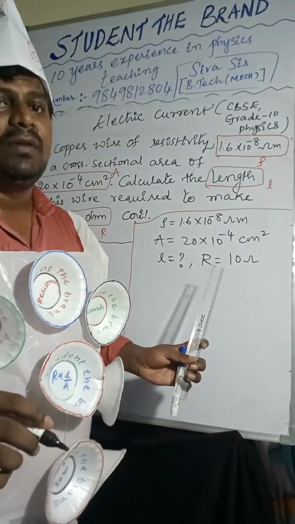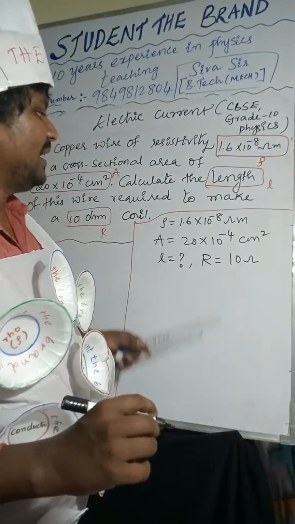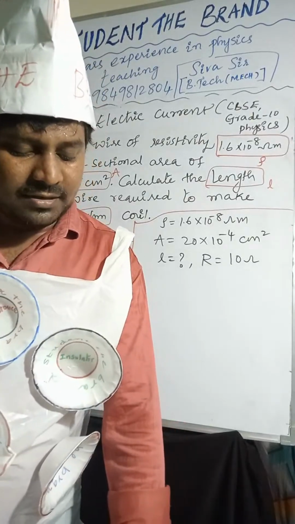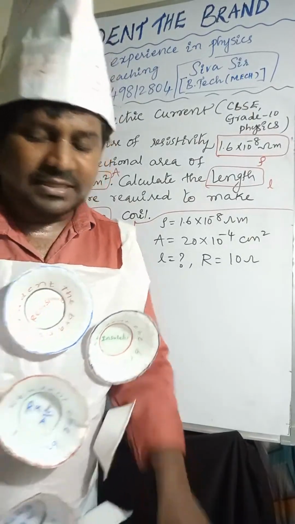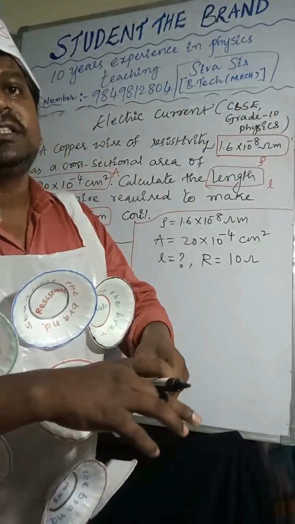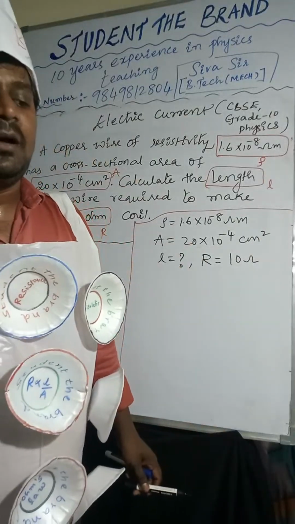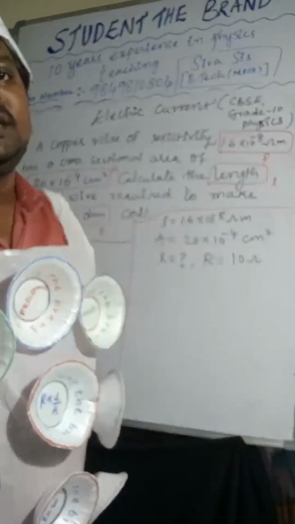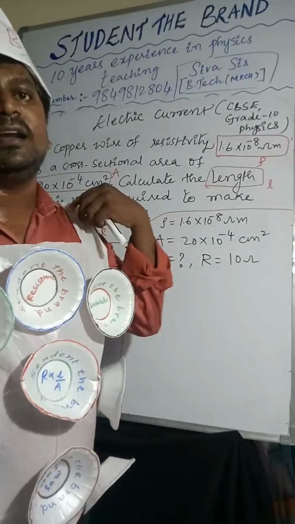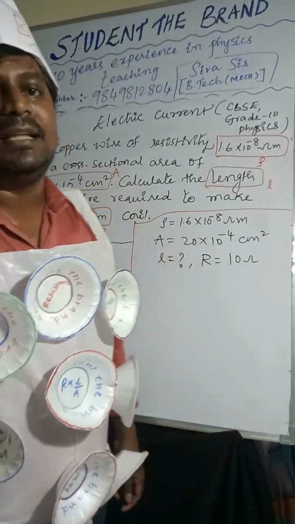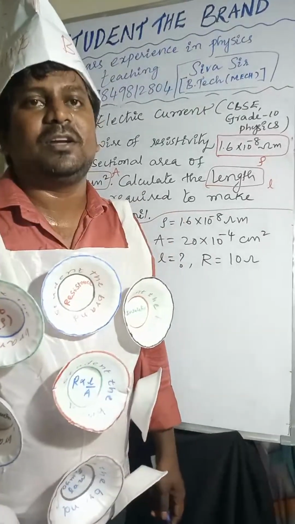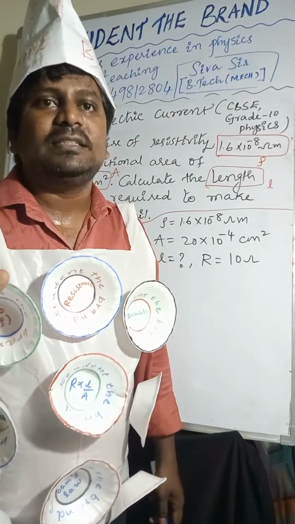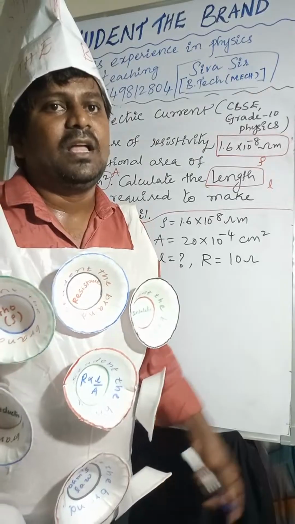Whenever they give the data, we must identify and check whether all the units are in one system or not. After checking only can we do the problem. Without checking, we will make mistakes. So I am checking here.